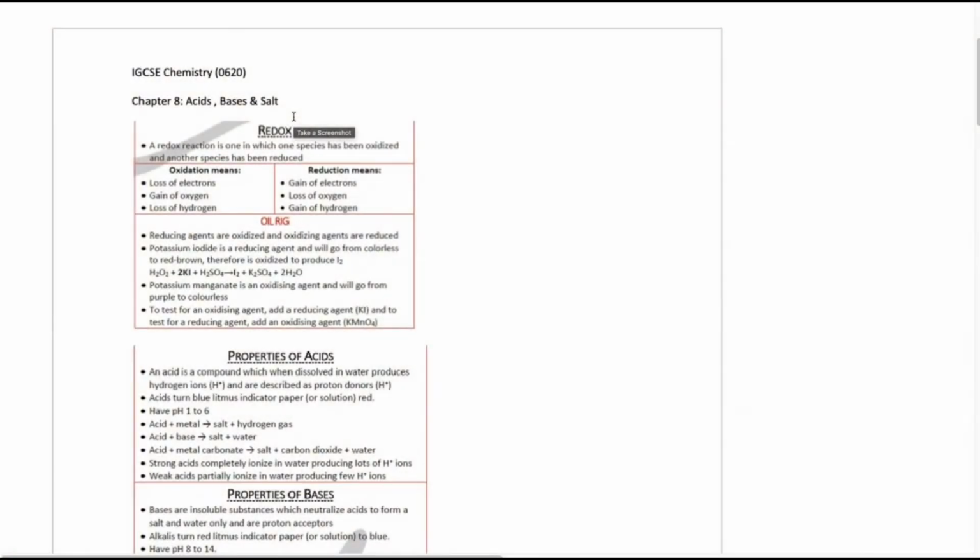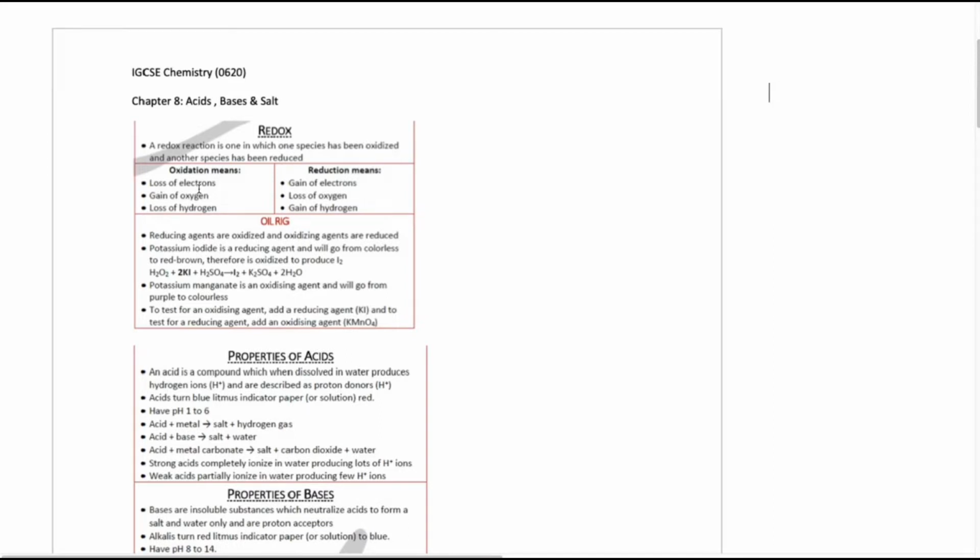Chapter 8 here, acid, base, and salt. Okay, so what we can see here, we have the redox. A redox reaction is one in which one species has been oxidized and another species has been reduced. So what is oxidation? Oxidation is loss of electrons.